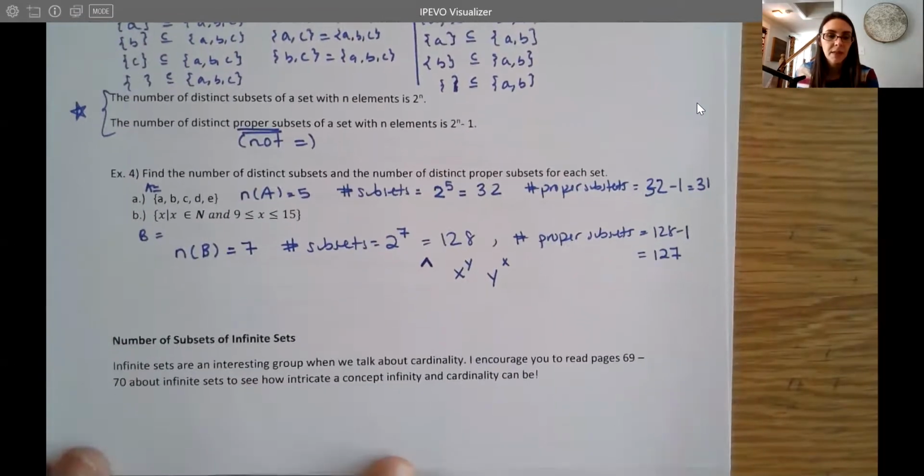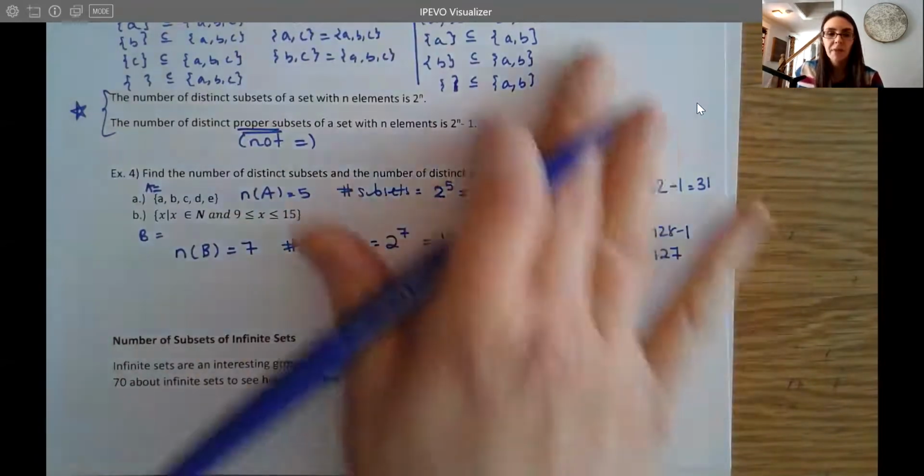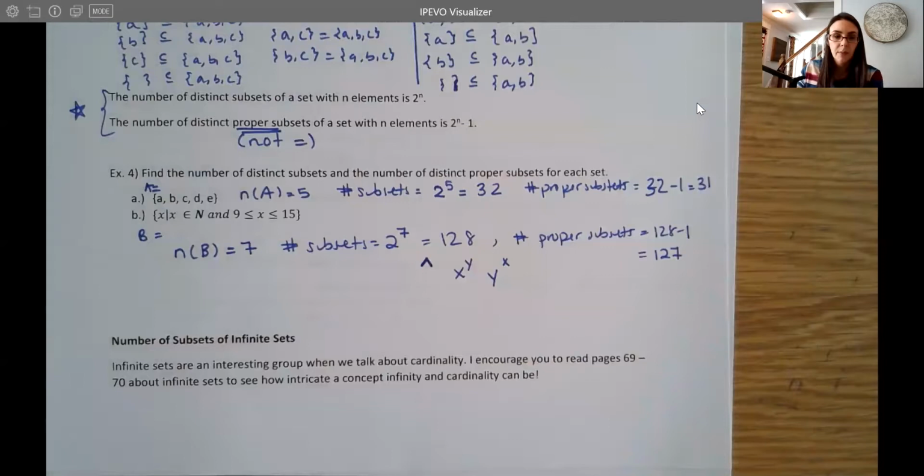Now, the number of subsets for infinite sets. Notice we've been talking about finite sets here, which have a distinct number of elements. Infinite sets are an interesting group when we talk about cardinality. Like I said before, if you're interested to learn more, I encourage you to read pages 69 to 70 about infinite sets to see how intricate a concept infinity and cardinality can be. It's quite interesting and very unique because we actually have ways to sort of count infinite sets and see which sets are bigger or contained in others. So cardinality and subsets are sort of a similar but different idea.